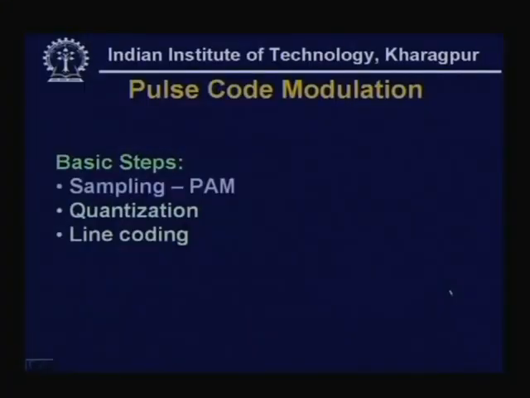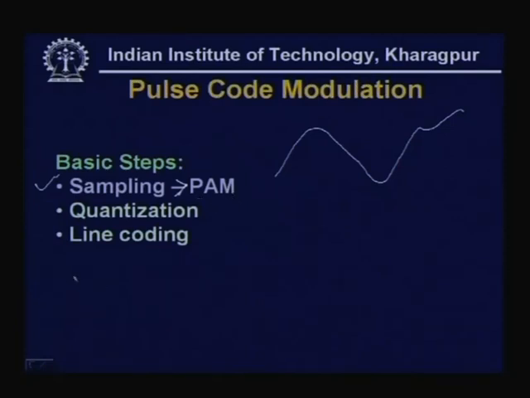Pulse code modulation has three basic steps: sampling, quantization and line coding. Suppose this is the analog signal. This analog signal has to be converted into digital form for sending through a transmission media. The first step is known as sampling. The sampling process converts the analog signal into a form known as pulse amplitude modulation.